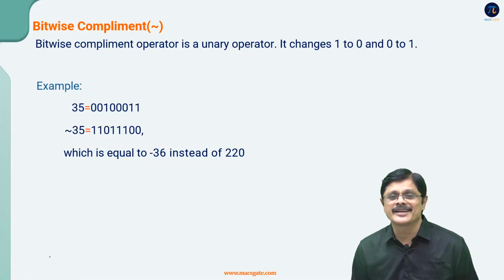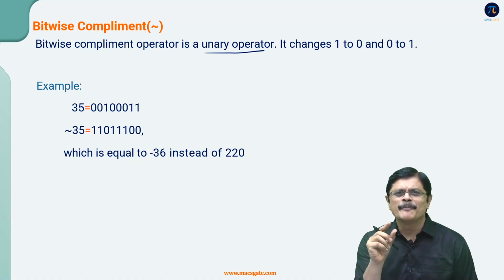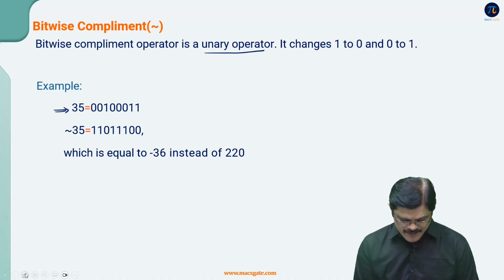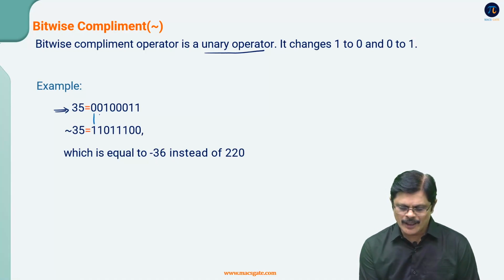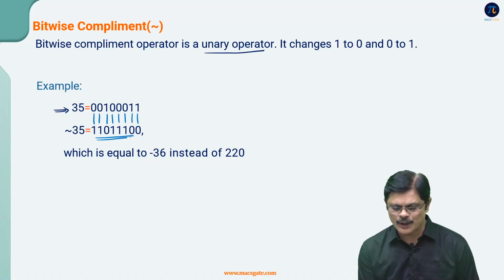The next operator is bitwise complement. It is an unary operator. So, what it will do, sir? It will just flip the bit. So, ones are converted to 0 and zeros are converted to ones. So, consider the following example 35. So, 35 is given here. What you do? Flip the bits. All zeros are converted to ones, 1 is converted to 0, zeros converted to ones, ones are converted to 0. So, this is your complement.